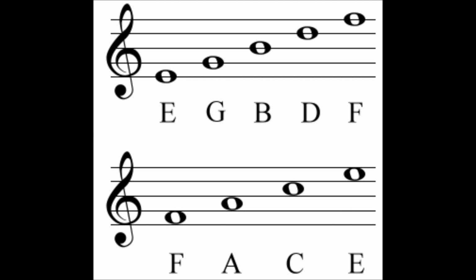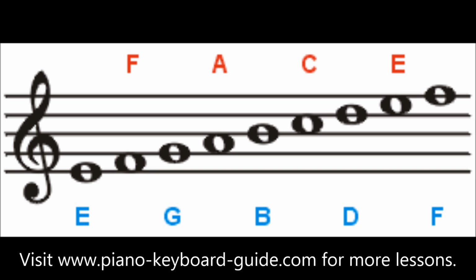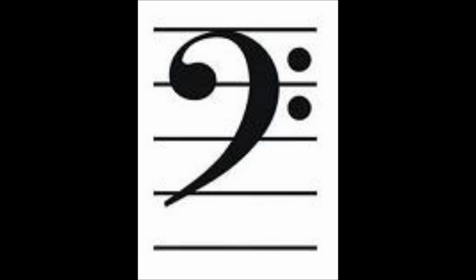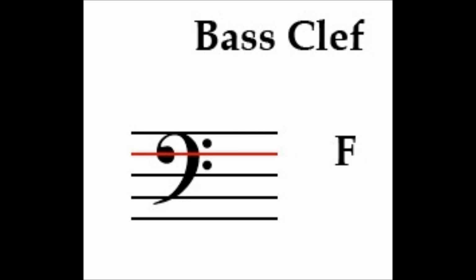On piano, the notes of the treble clef are usually played with the right hand. But what about the other hand? What do you play with the left hand? The bass clef tells us what to play. Here's an example of the bass clef. It is also called the F clef. Why? Because its 2 dots are placed on either side of the F line. The F line is the 4th line on the bass staff.